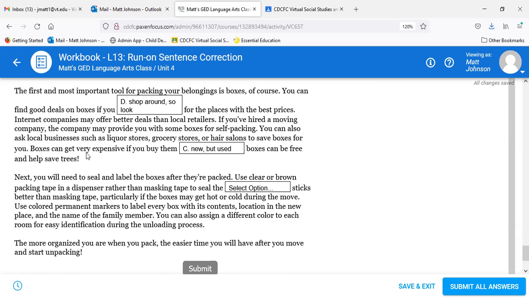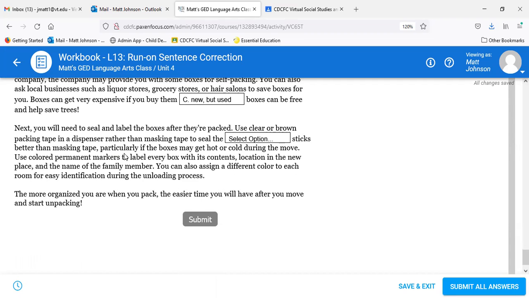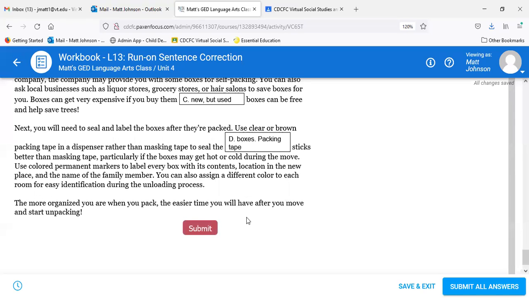Next, you will need to seal and label the boxes after they're packed. Use clear or brown packing tape and a dispenser rather than masking tape to seal the boxes. How do we connect these? Is it D? Yeah. So here, separating it into two sentences: Use clear or brown packing tape and a dispenser rather than masking tape to seal the boxes, period.